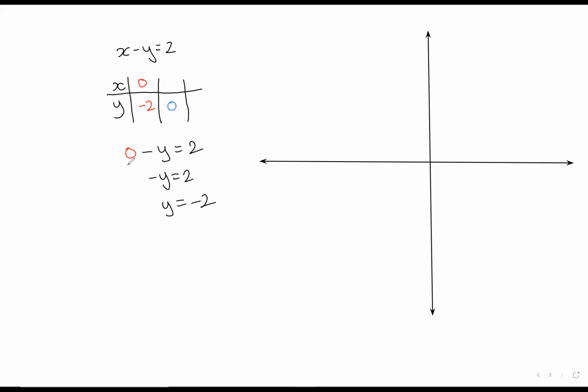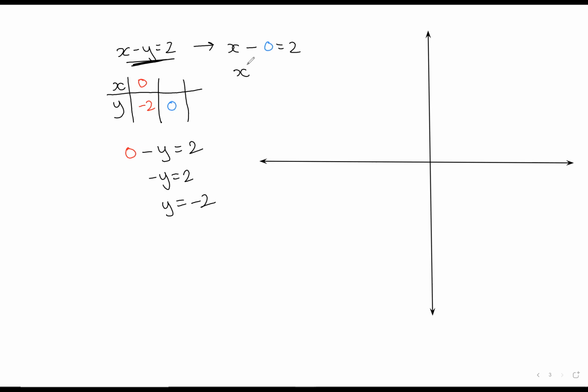So when my y is 0, what does my equation become? It becomes x minus y, and y was 0. Yes, thank you, Viraj. Is equal to 2. So this becomes x minus 0 is equal to 2. So what does x become? Minus 2.